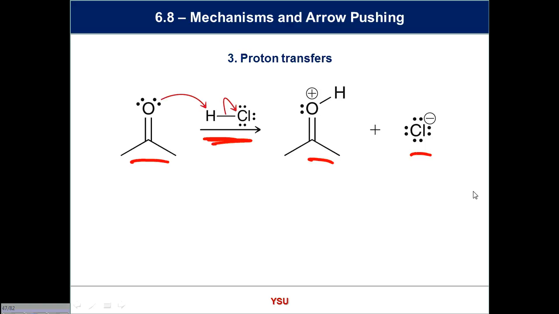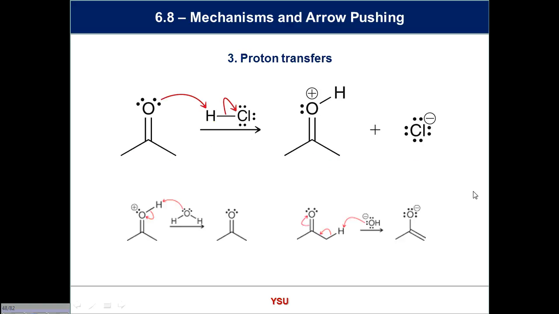Super strong acid, so the right-hand side should be favored. And we can see now the proton has gone from one molecule to the other. That's all it is, a proton transfer. Again, we can make this more complicated. A large part of the second semester is dealing with carbonyl compounds to get towards biosynthesis.